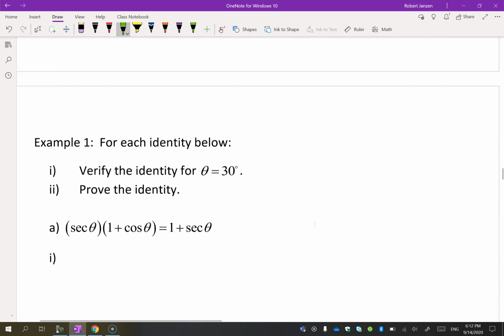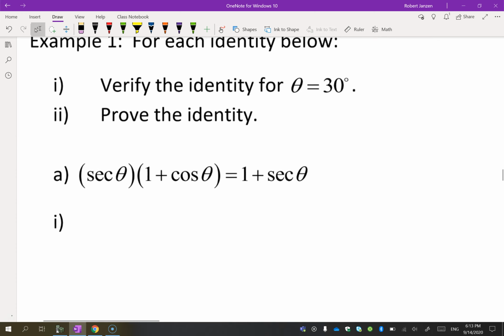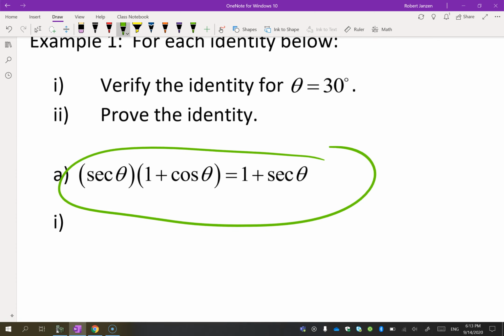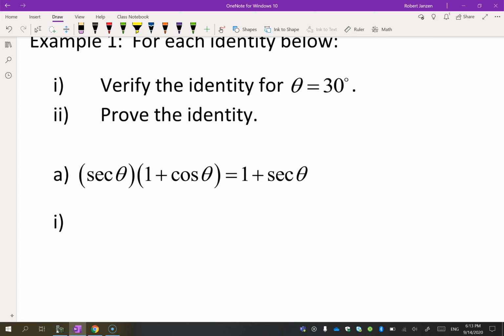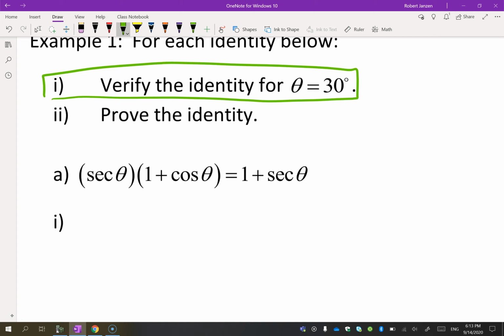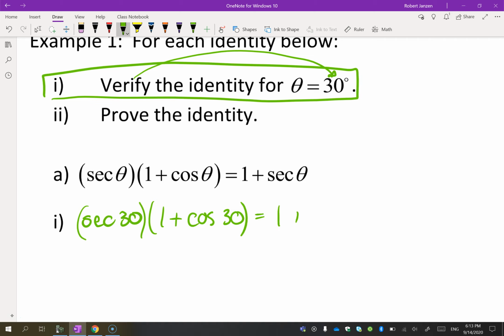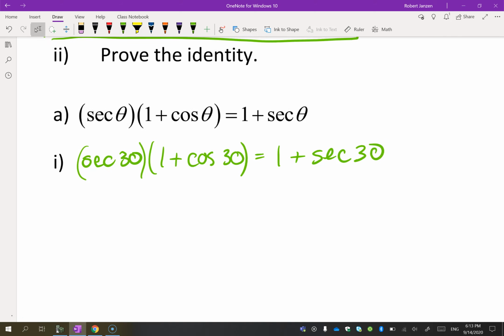Okay, so let's try a couple of these. So here is an identity. If it's an identity, that means it's always true. And we have two parts to do here. The first one is we're going to verify the identity. Verify means show that it's true for this one value. So let's put 30 degrees in everywhere there's a theta. What we want to do is show that these two sides are equal. That would mean it's an identity. Now we already know it is an identity, so we know that these will be equal. We just have to be able to show that.